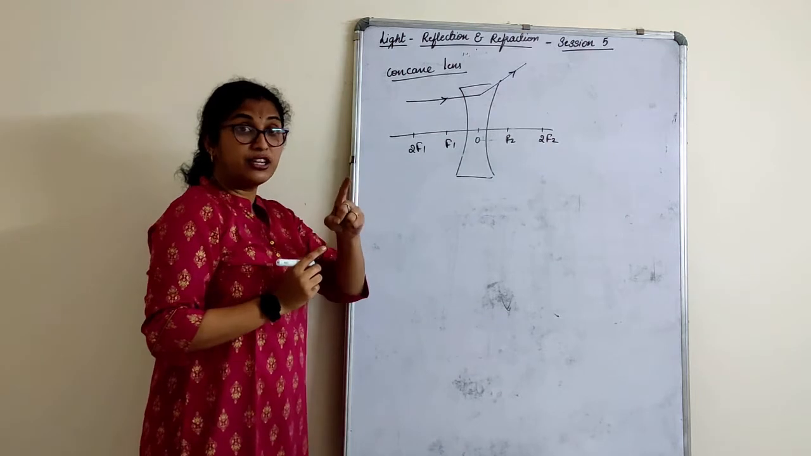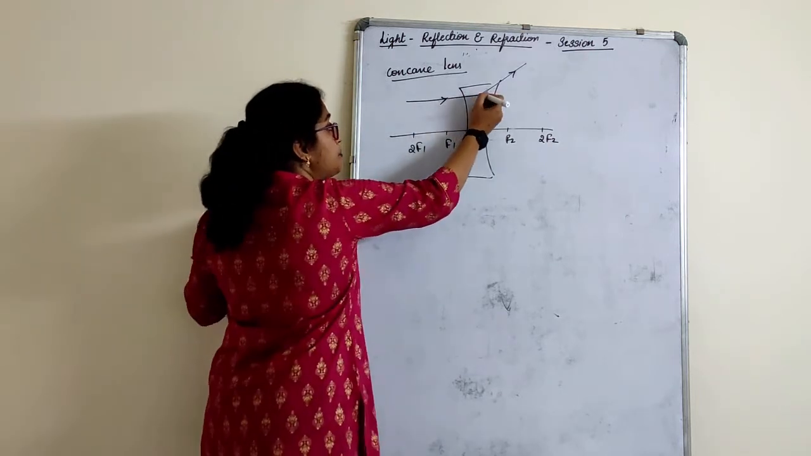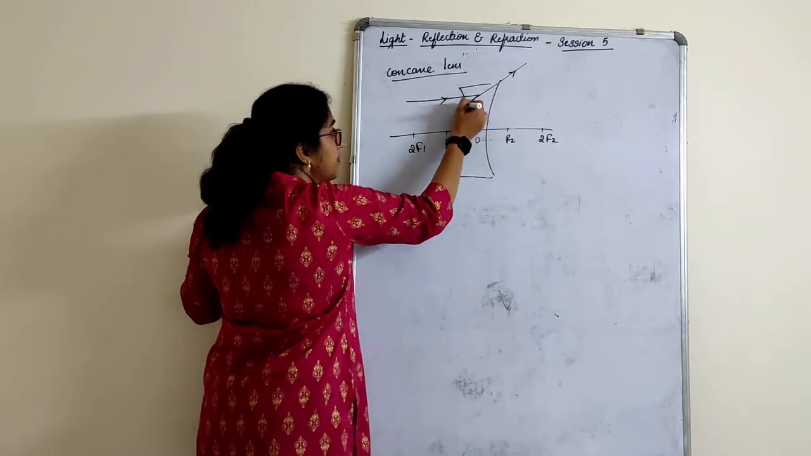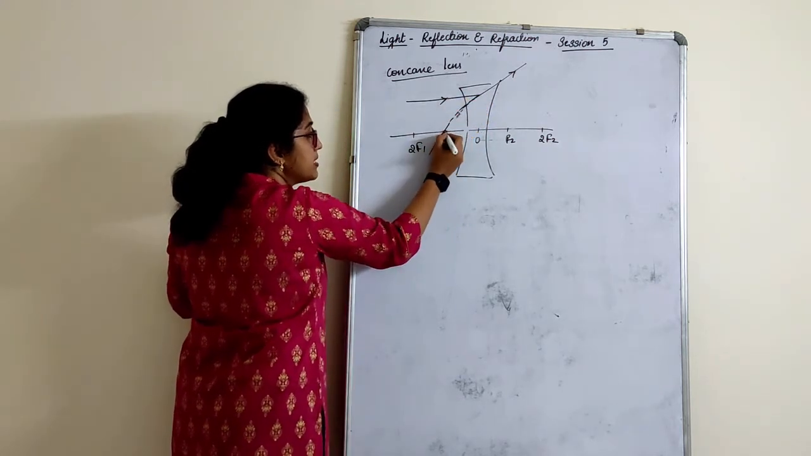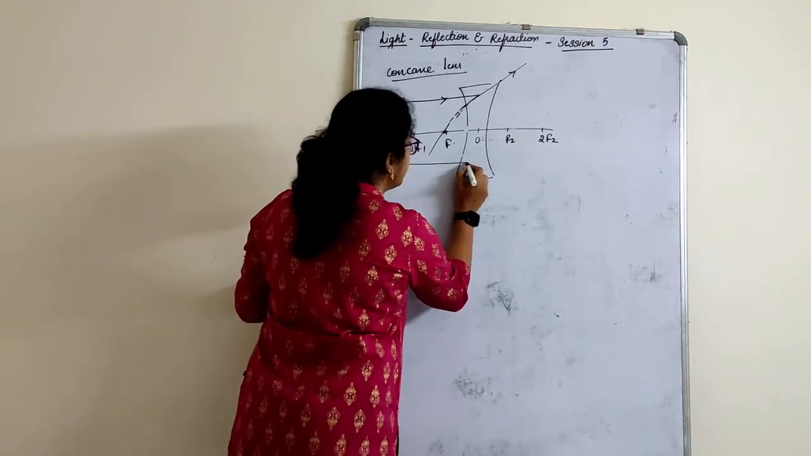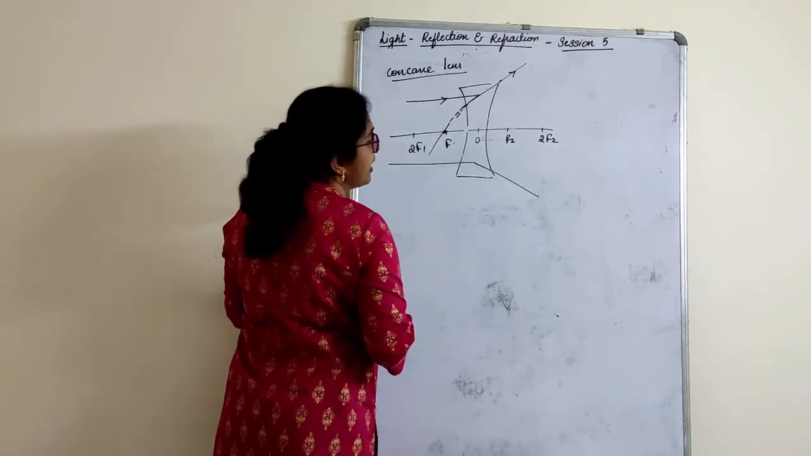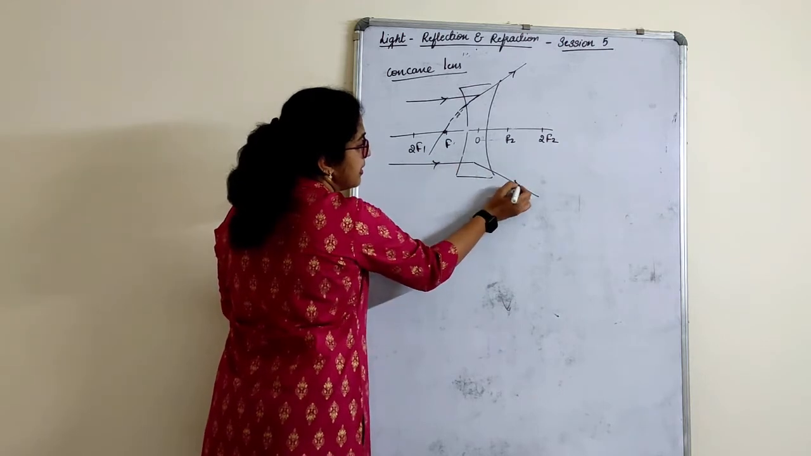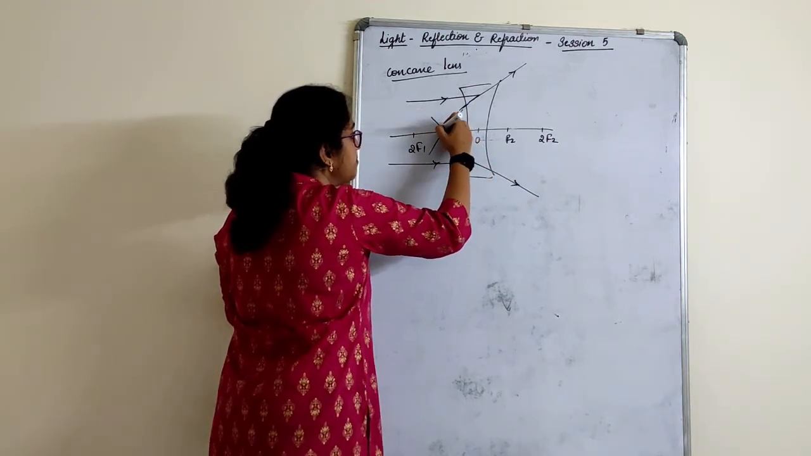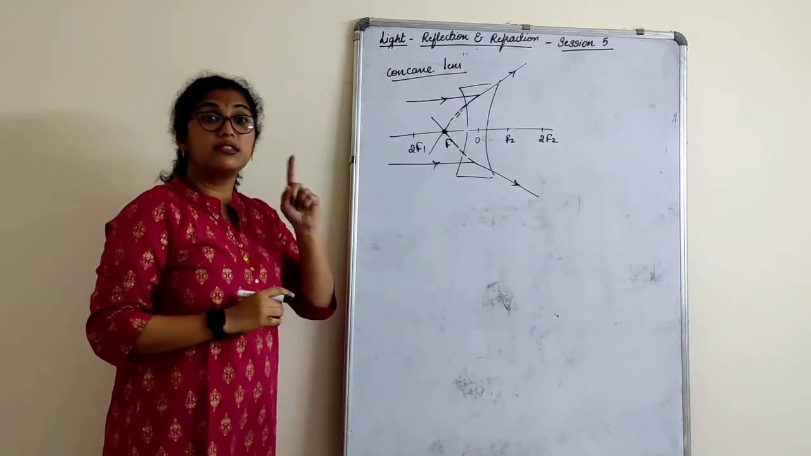It will diverge in such a way that you produce it backwards. It's not actually coming. You produce it backwards. It will come and meet the focus. A ray entering here will actually deviate like this. This is the ray. You produce this ray backwards. It will come and meet at the focus. This is rule number 1.